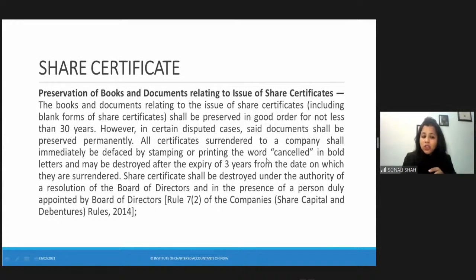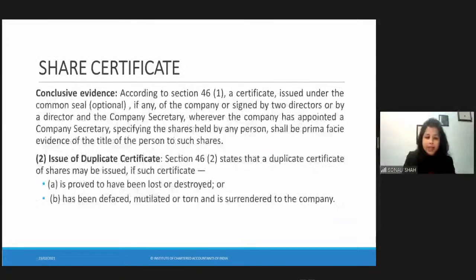And this destruction of a share certificate will be done under the authority of a resolution of the board of directors and in the presence of a person duly appointed by the board of directors. So in the presence of the person duly appointed for this purpose only, the share certificate will be destroyed. Is that clear? So we know that a share certificate is conclusive evidence and prima facie evidence of the title of the person to such shares.